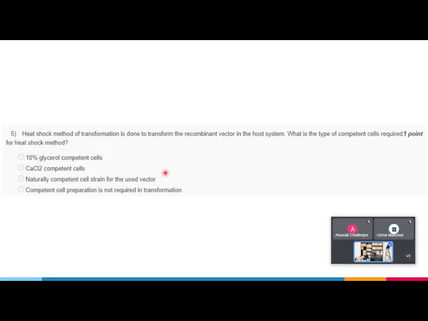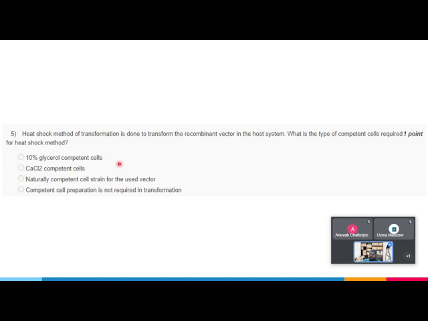So we move forward to the next question. Heat shock method of transformation is done to transform the recombinant vector in the host system. What is the type of competent cells required for the heat shock method? So we just talked about transformation. Transformation has one or two methods that can be used. Mostly used are the heat shock calcium chloride method and the electroporation method. Here we are being asked for the heat shock method of transformation. What kind of competent cells do we need?